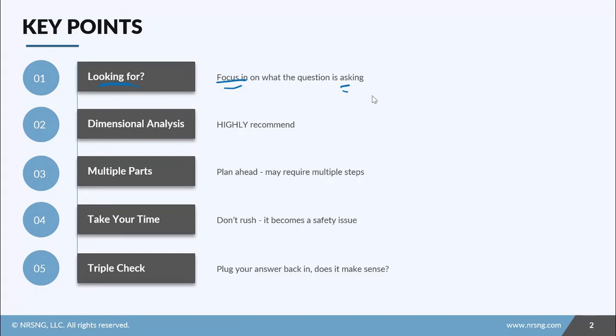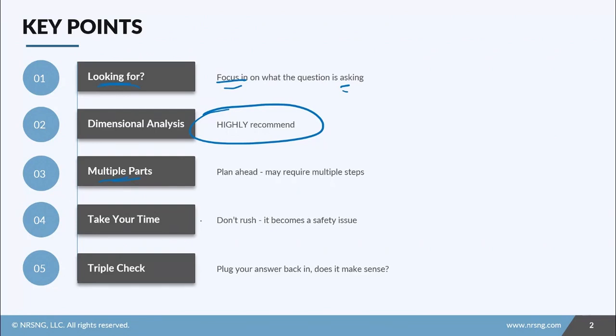For problems like this, the really complex ones, I highly recommend dimensional analysis. It keeps everything in one place. It prevents you from missing steps. Now, some of these problems may have multiple parts, so plan ahead. Think about what different steps do I need to take, and we're going to look at an example of that.